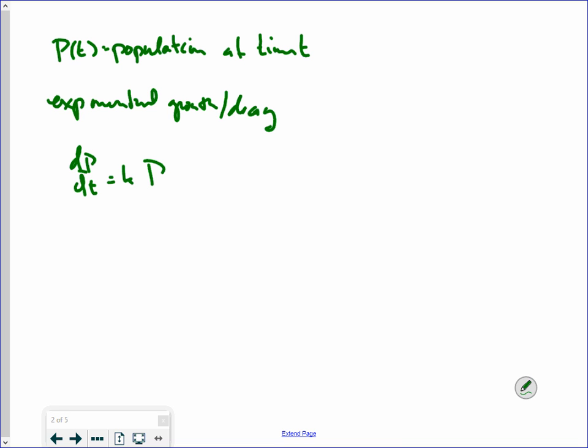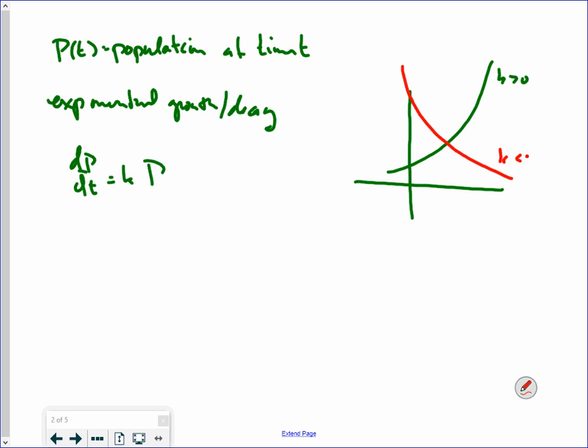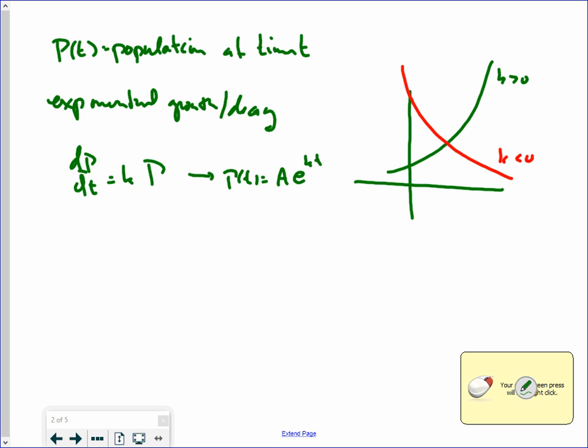I did this the other day, so this is all review. If k is greater than 0, we have something like that. If k is less than 0, we'll have something like this. The reason it's called exponential growth or decay is that if you solve that, the solution is p of t equals some constant times e to the kt. If k is positive, it's going to increase without bound. If k is negative, it's going to decrease and head towards 0 as time goes to infinity.